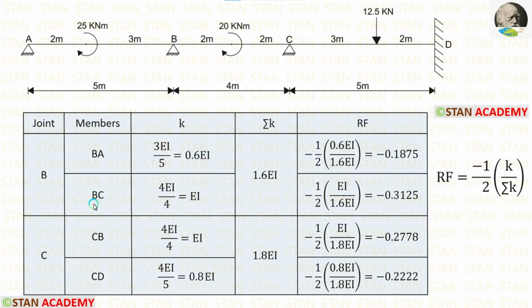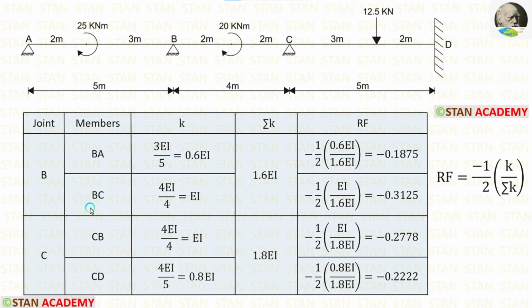Now, let us calculate the stiffness for BC. For that, from the joint B, we have to look at the point C. The point C is continuous because after the point C, there is a span CD. If the far end is continuous, the formula for stiffness is 4EI upon L. Length of BC is 4 meter. Let us apply that. Finally, we are getting EI.